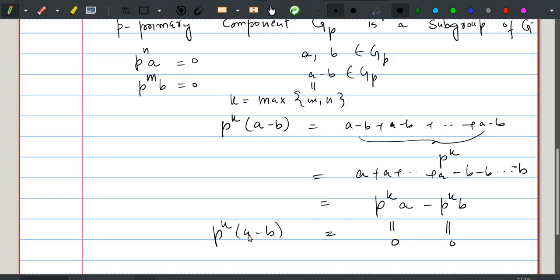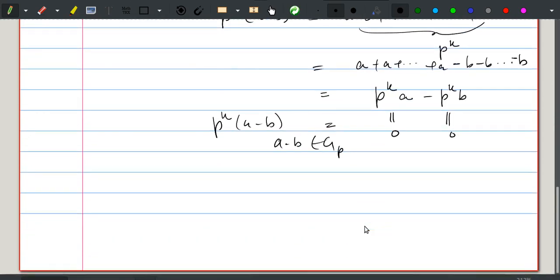So we have proved that this a minus b, its order is of the form p to the power some positive integer. So this implies a minus b is also in G_p. So this proves our claim that G_p is a subgroup of G.